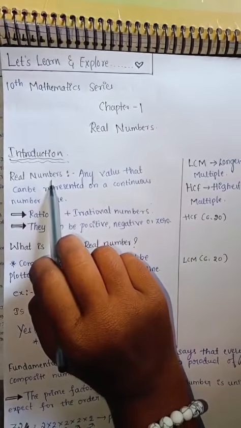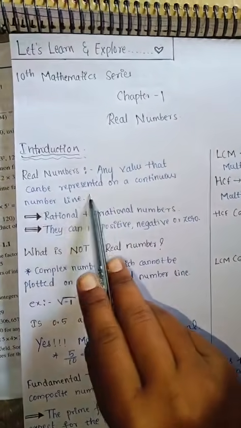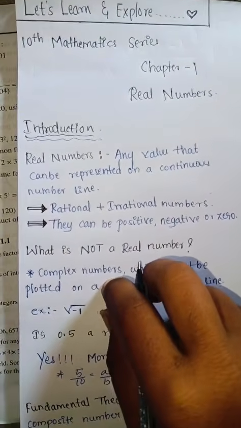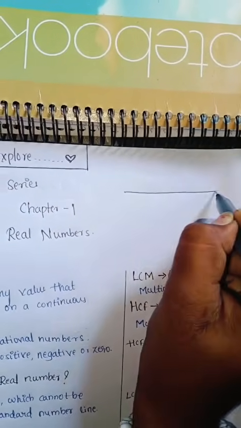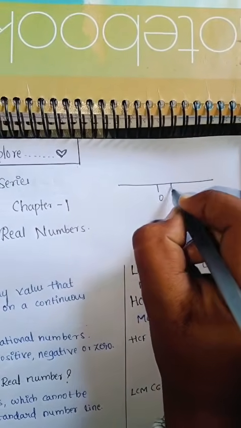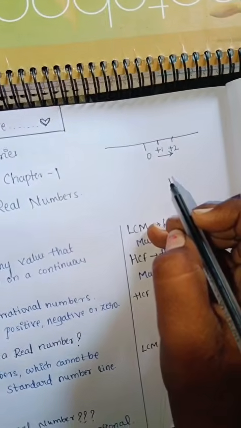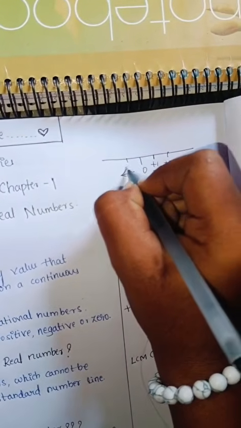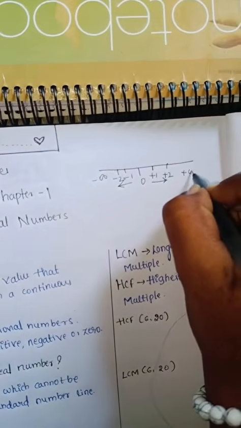What are actually real numbers? Real numbers are any value that can be represented on a continuous number line. What do you mean by a number line? Let us take a clamp. It is a number line. Here is a neutral point 0. Right of the 0 we have positive integers like +1, and left of that 0 we have negative integers like -1, -2 up to -infinity, and here up to +infinity.